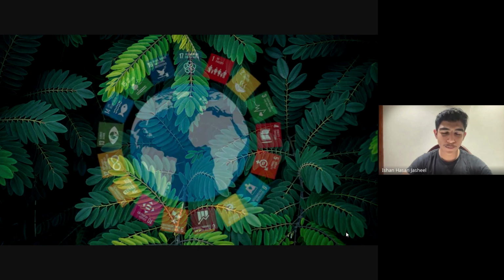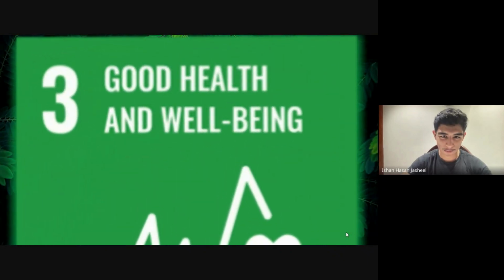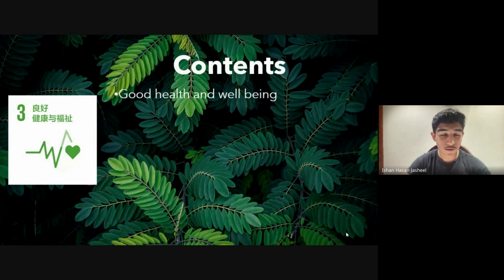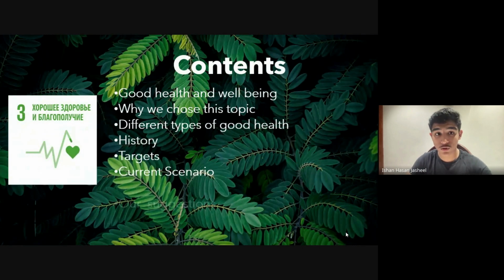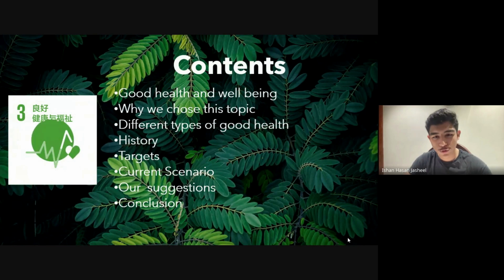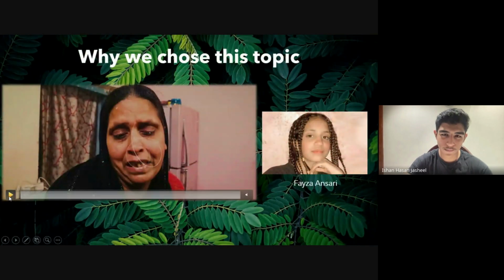Today, me and my team will be presenting on the Sustainable Developmental Goal 3, Good Health and Well-being. So, let's take a look at what we have on the agenda for today. First, we'll define what good health and well-being is. Then we'll take a look at why we chose this topic. Then we'll explore the different types of good health. We'll see the history of sustainable developmental goals. We'll see the targets that were set by them and the current scenario, the progress of those targets. We'll also add a few suggestions from our part. And last, we'll conclude.